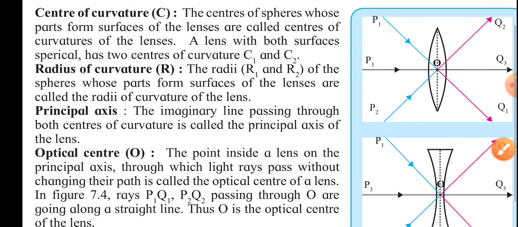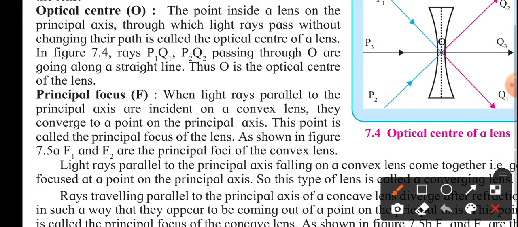Now, the next thing we have is the optical center. The optical center is the point inside the lens on the principal axis through which light rays pass without changing their path. In simple words, the center of the lens, whether it is a biconvex lens or any other lens, is called the optical center, and every light ray passing through the optical center goes straight without any deviation.